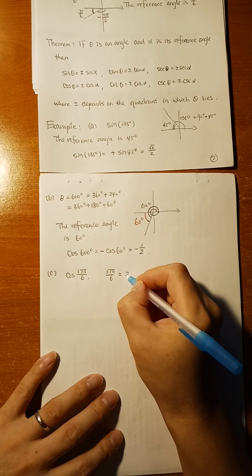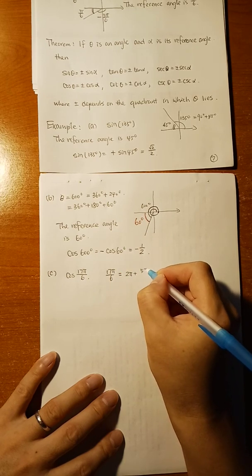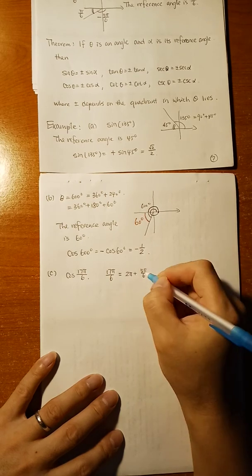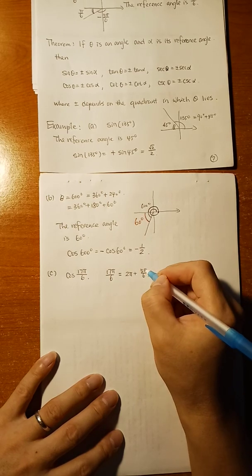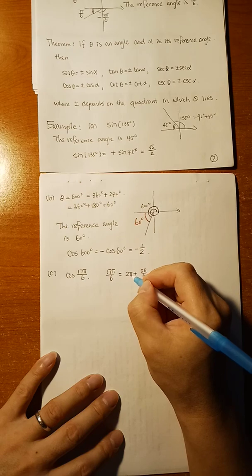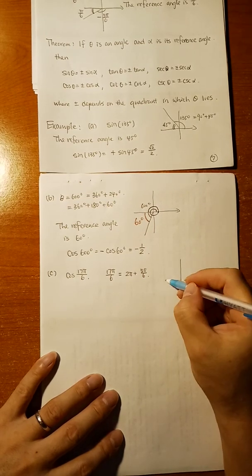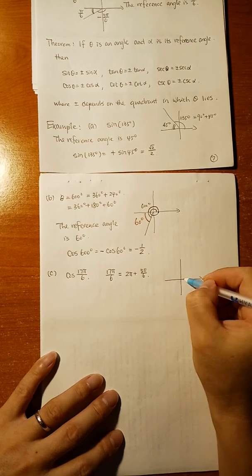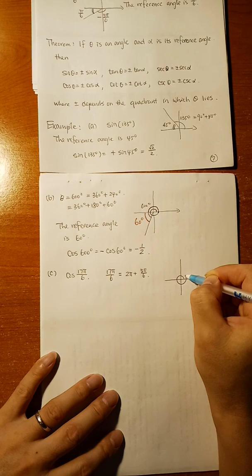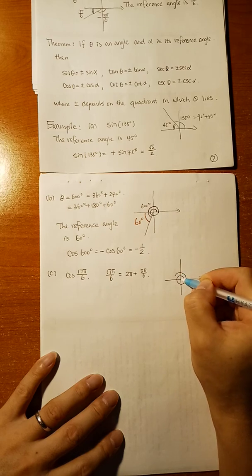12 pi over 6 is 2 pi. Okay, so 12 pi plus 5 pi is 17 pi. So 17 pi over 6 is 2 pi plus 5 pi over 6. Okay, so let's check. This is a 2 pi and 5 pi over 6.